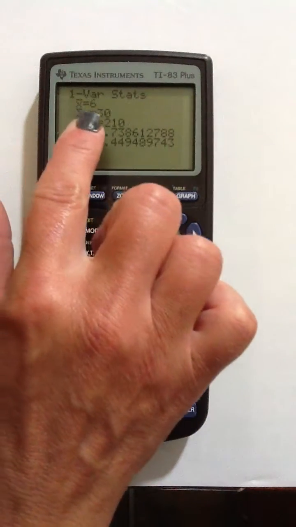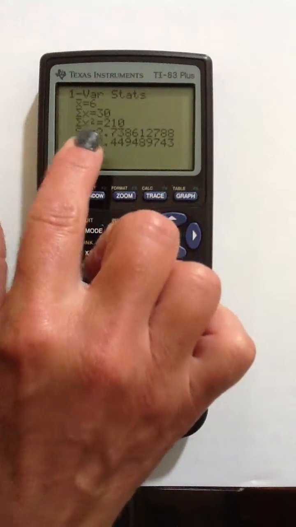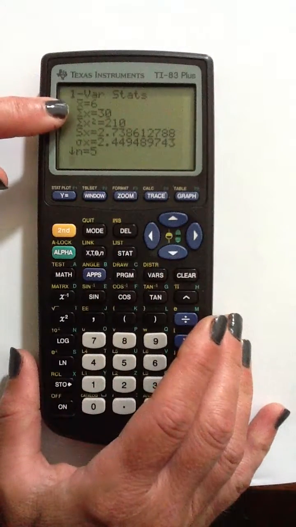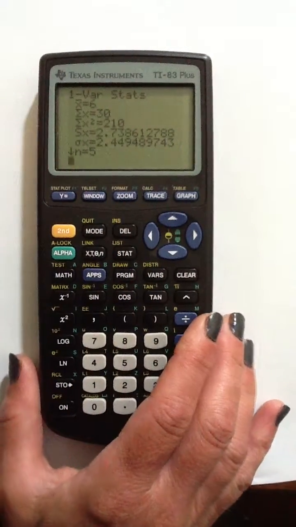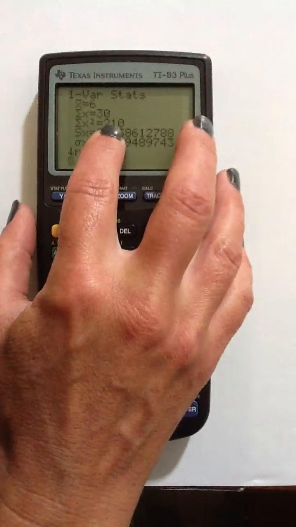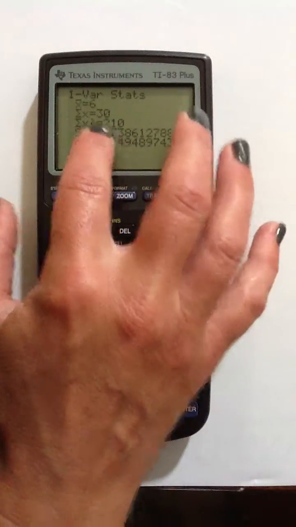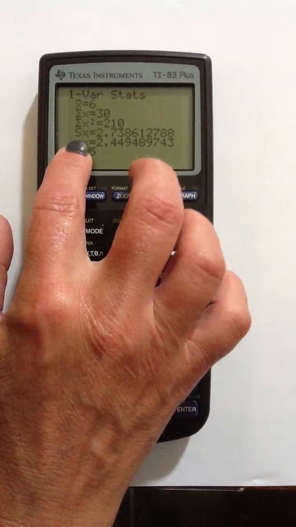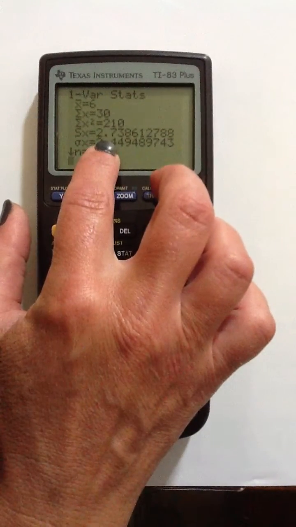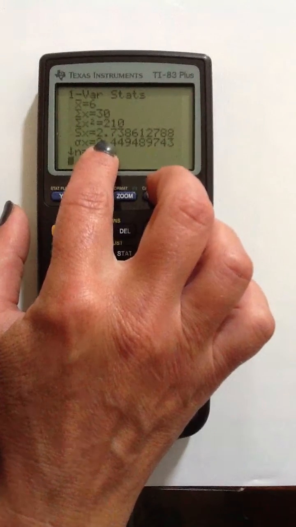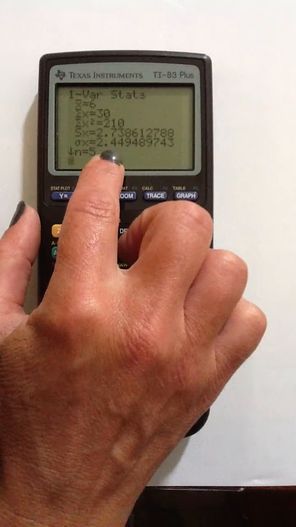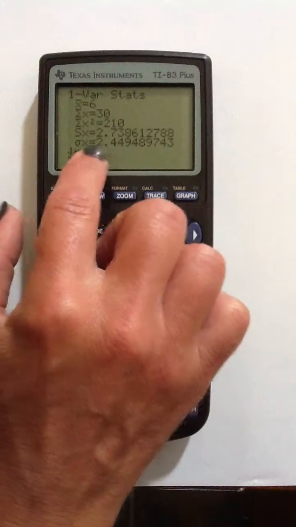X bar is the mean. This is the sum of the x's, so it adds up all of the data that I put in that list. The sum of the x squared, so it squares all the values and then adds them up. These two you will not be using that much. Sx is the sample standard deviation. Sigma x is the population standard deviation.